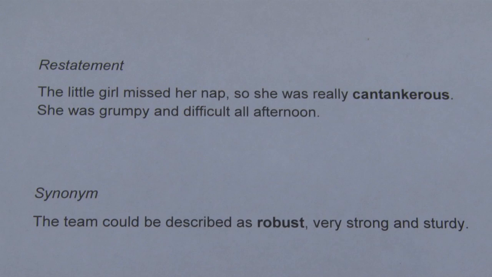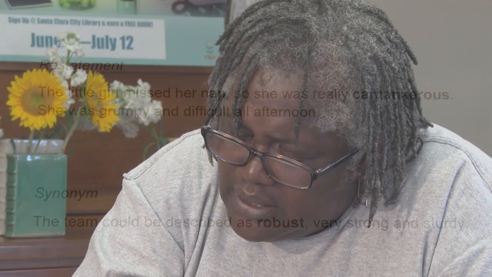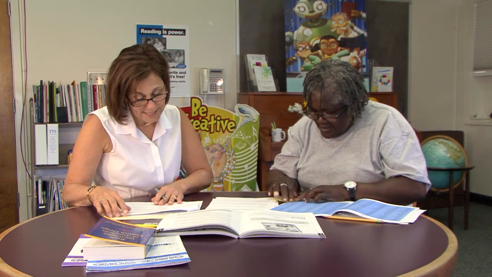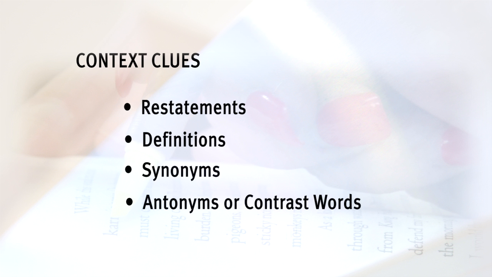Context clues are pieces of information that often appear near a word or a phrase and offer direct or indirect suggestions about what the word means. There are 4 main types of context clues, often found in texts, that can help readers understand the meaning of an unknown word without having to look in a dictionary or ask someone for help. You will see a learner and a tutor learn about and practice different kinds of context clues that include restatements, definitions, synonyms, antonyms, or contrast words.